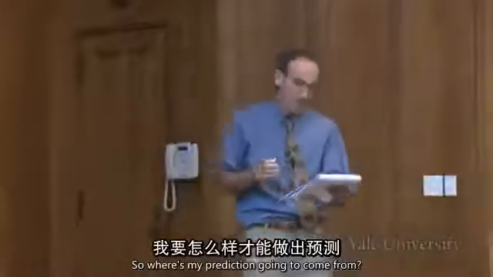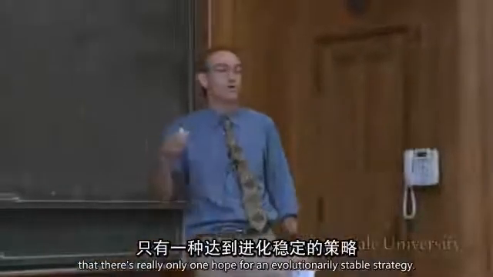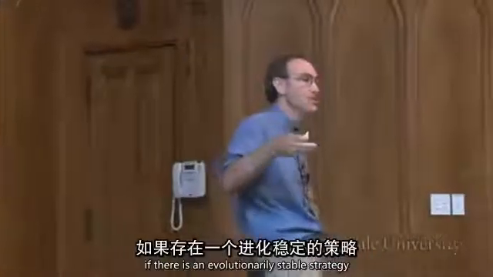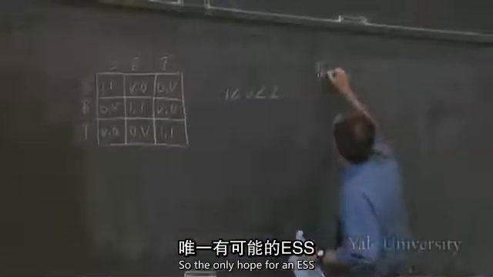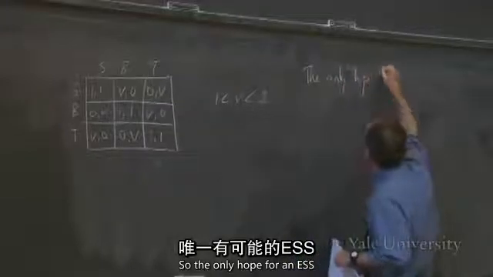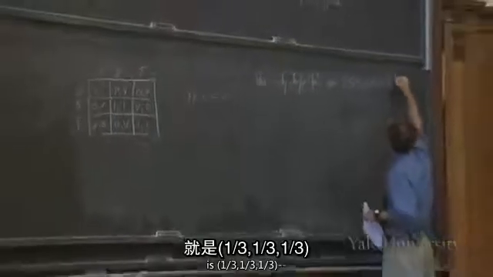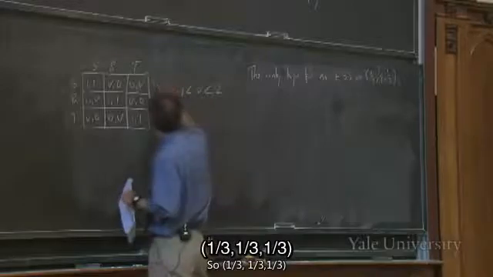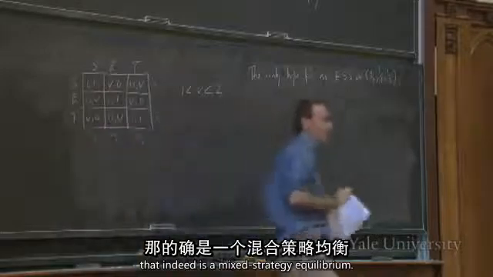All right, so where's my prediction going to come from? Well, since this is rock, paper, scissors, we know that there's really only one hope for an evolutionary stable strategy. Since it's essentially rock, paper, scissors, if there is an evolutionary stable strategy, or an evolutionary stable mix, what must it be? 1/3, 1/3, 1/3. So the only hope for an ESS is 1/3, 1/3, 1/3. All right, let's put that in here. 1/3, 1/3, 1/3. And you can check at home that that indeed is a mixed strategy equilibrium.